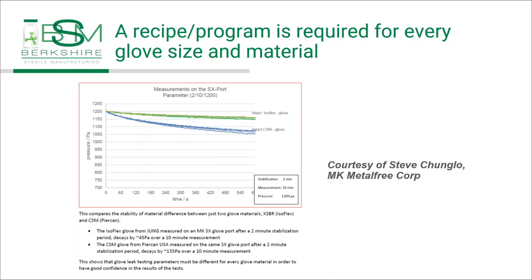For instance, if you used an Isoflex recipe with a CSM glove, you would find that even an intact CSM glove would always fail. Conversely, if you use the CSM glove recipe with an Isoflex glove, you could find that a failing Isoflex glove down here would still be above the decay of an intact CSM and would give you an acceptance. So you'd have a false negative result there.